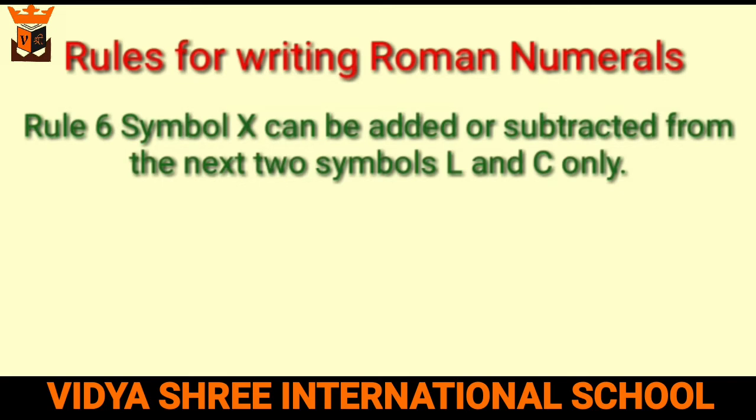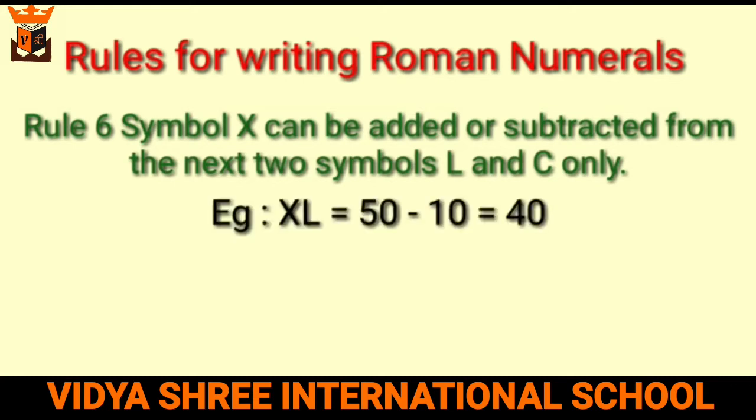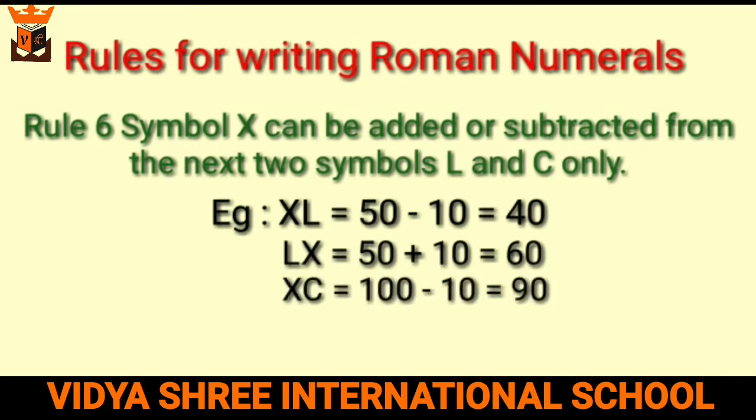Rule number 6. Symbol X can be added or subtracted from the next two symbols L and C only. For example, XL can be written as 50 minus 10, which is equal to 40. LX can be written as 50 plus 10, which is equal to 60. XC can be written as 100 minus 10, which is equal to 90. CX can be written as 100 plus 10, which is equal to 110.